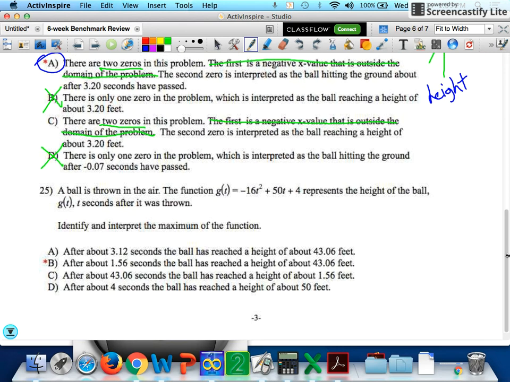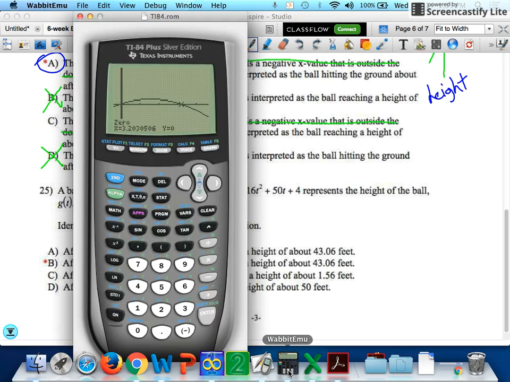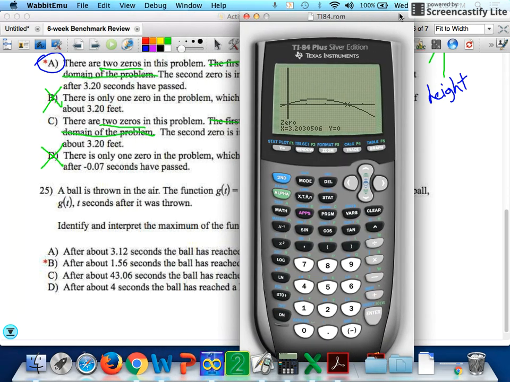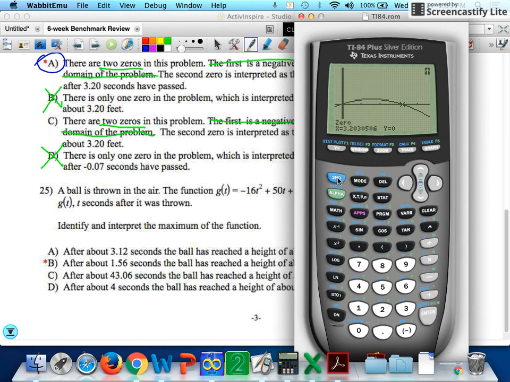This same graph that we have on our calculator can help us with number 25. Identify and interpret the maximum of the function. First, I want to know what that maximum is. I think I know what some of the numbers are, but I want to just check it. So I'm calculating number 4, a maximum. I want to go to the left of it. When I say left of it, I mean whatever I'm calculating. It was a 0, but now I'm calculating a maximum way up here.